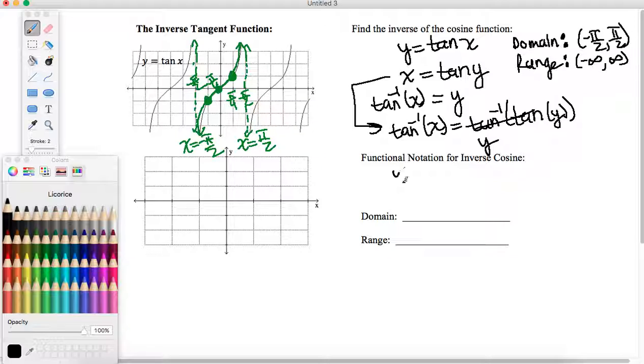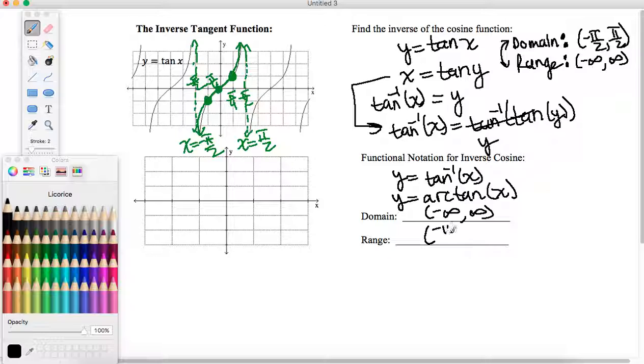My notation for the inverse tangent function is y equals tan inverse of x, with the negative 1 exponent. It's not a negative 1 exponent, even though it looks like it. Or we can say y equals arctan of x. We interchange x and y to get our tangent inverse function, so we interchange our domain and range. The domain goes from negative infinity to infinity, and the range goes from negative pi over 2 to pi over 2. Notice that in both cases, our tangent function is not defined at pi over 2 and negative pi over 2, and that's why we use these parentheses.